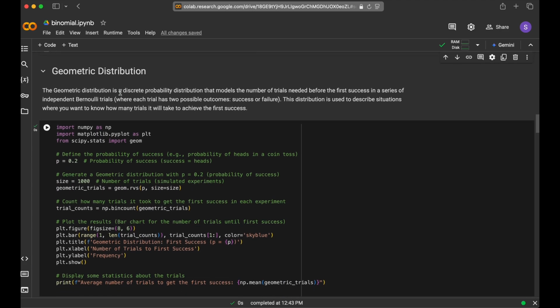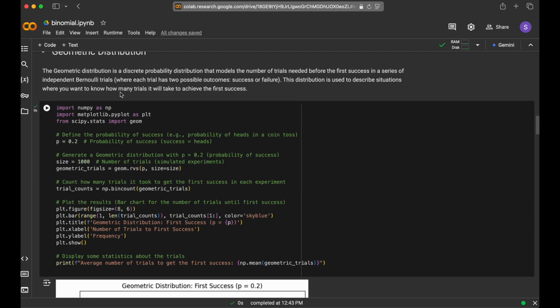The geometric distribution is a discrete probability distribution that models the number of trials needed before the first success in a series of independent Bernoulli trials, where each trial has two possible outcomes, success or failure. This distribution is used to describe situations where you want to know how many trials it will take to achieve the first success, to answer questions like how many trials you need to conduct before the first success.